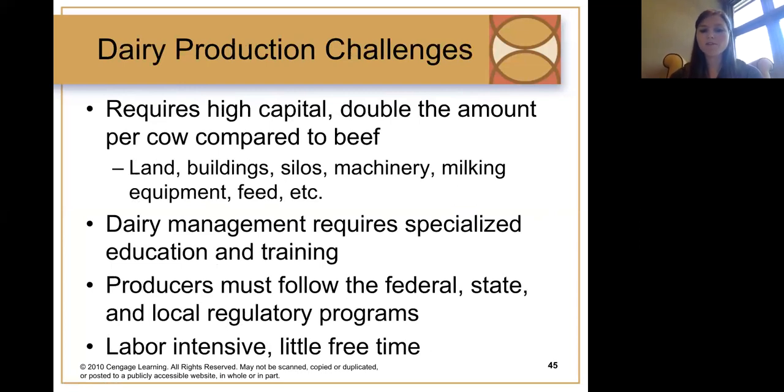So dairy management requires very specialized education and training because there's a lot that really goes into it. Producers must follow federal, state, and local regulatory programs. It can be a very labor-intensive process, and dairy farmers usually have very, very little free time. So if you like milk a lot, thank a dairy farmer when you see one. It's a hard job.